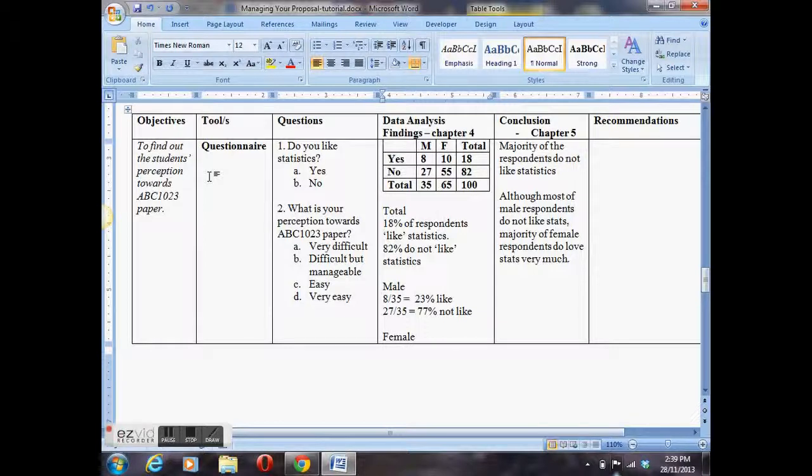Right, now done with this, straight away we come up with recommendations. Now we know the situation. So what do we recommend? Recommendations, suggestions. Now we know that majority of students do not like statistics. So what kind of recommendations, suggestions can we give? For example, to the faculty, to students, to lecturers, based on our conclusion.